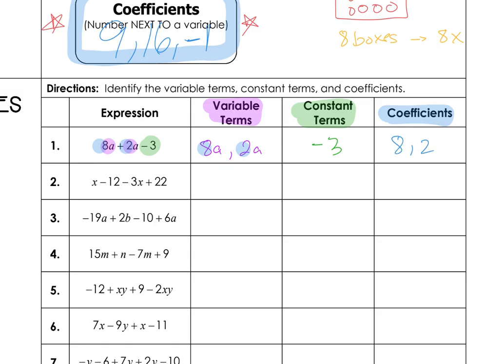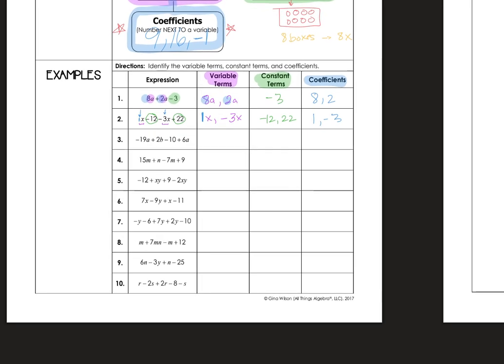Moving on down. Down here with the variable terms, there's x, there's negative 3x, x, and negative 3x. The constant terms: negative 12, it doesn't have a variable. 22 doesn't have a variable. And then the coefficients are going to be right here. There's a little invisible 1 there. Because how many x's do I have? I have 1. And then there's that one is way less invisible. It's negative 3.